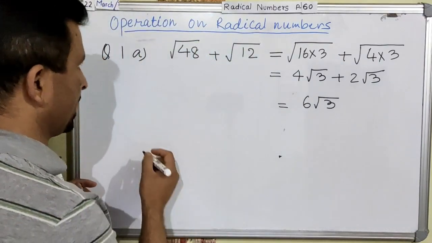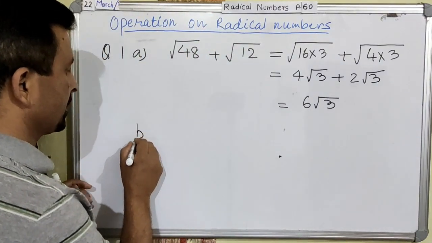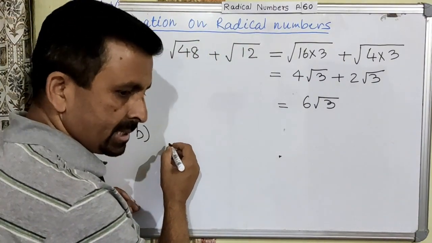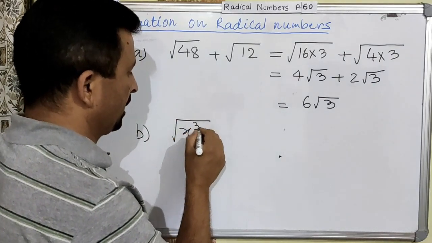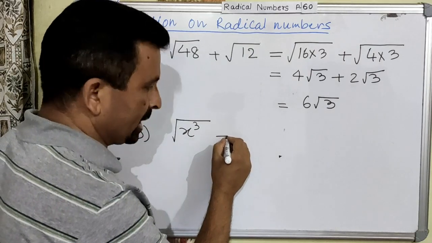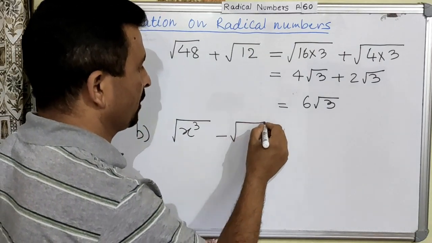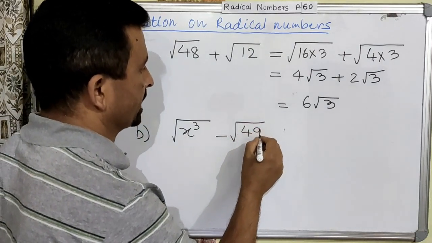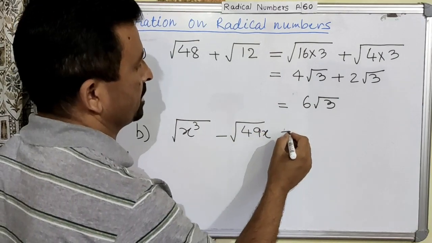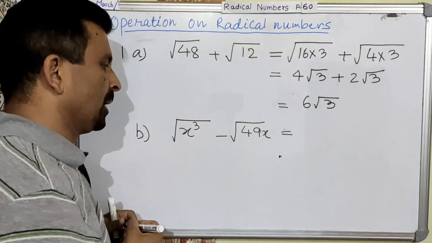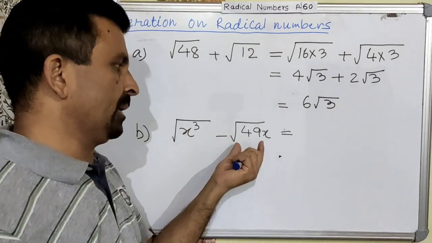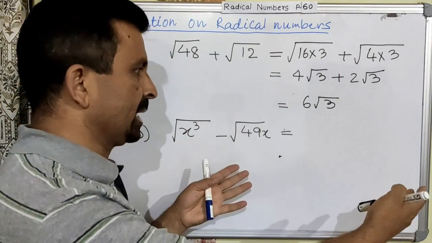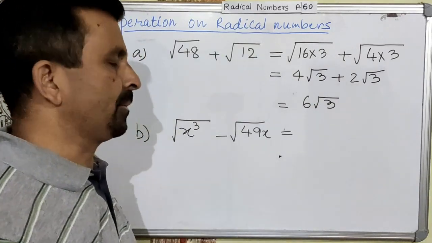Okay, next is B. This is root of x cube minus square root of 49x. Is it okay? Now we are going to simplify this. We are going to reduce this radical number, and we will also reduce this radical number. After that, if we find like terms, we will simplify.